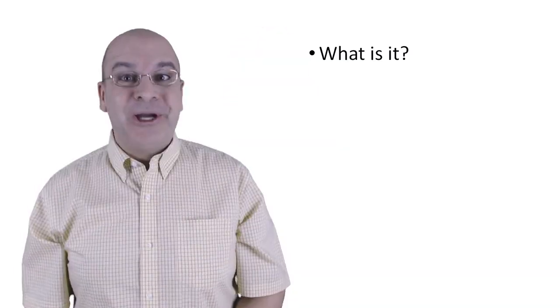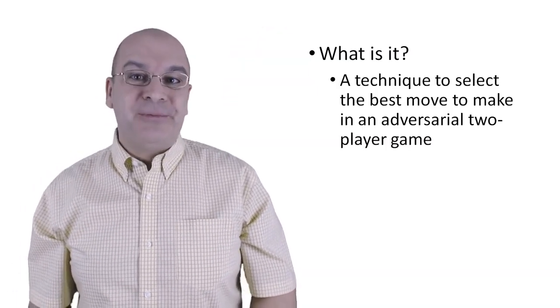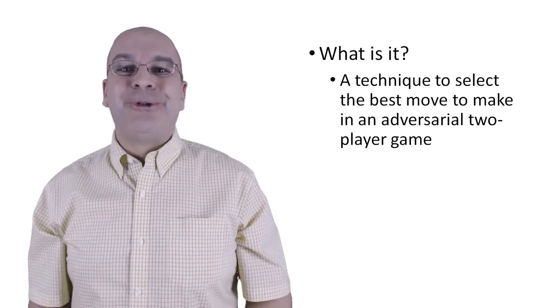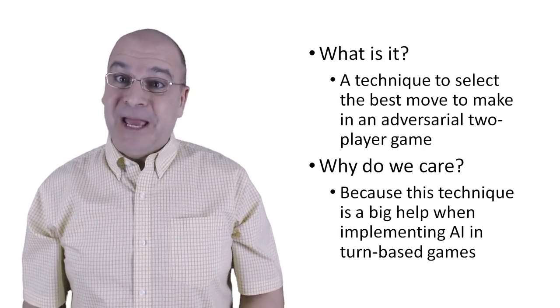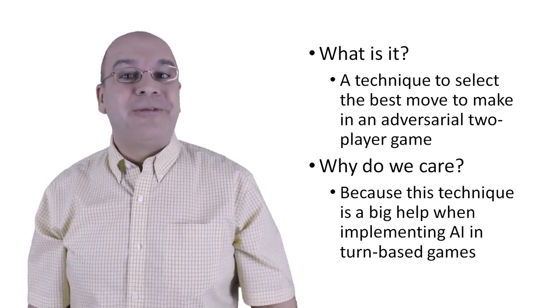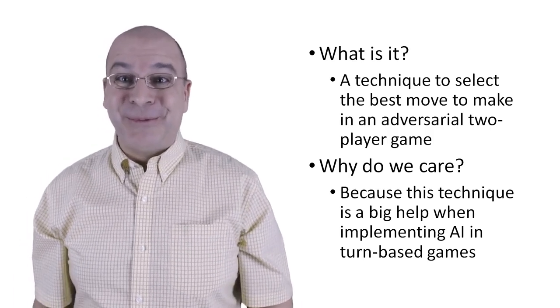In this lecture, we'll learn about Minimax search. What is Minimax search? It's a technique to pick the best move in an adversarial two-player game. Why do we care? Because this is a big help when we're developing artificial intelligence in a turn-based game. Let's look at an example.